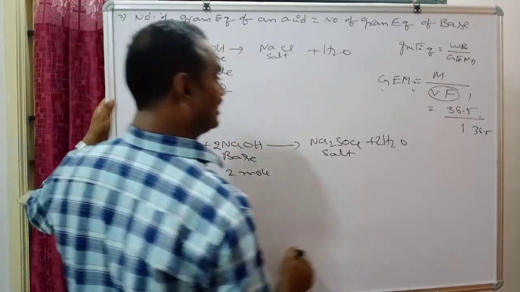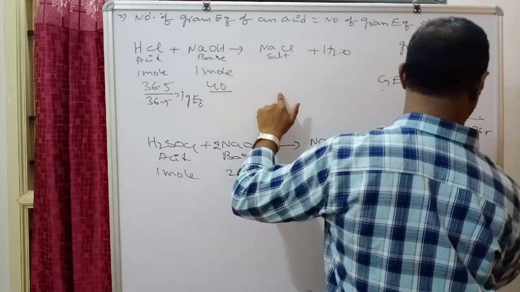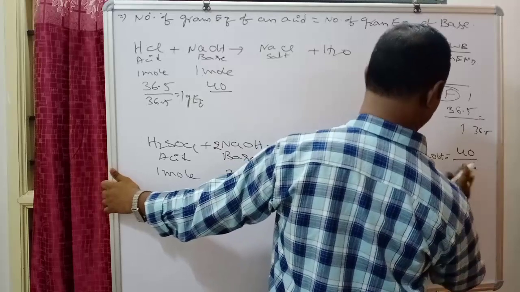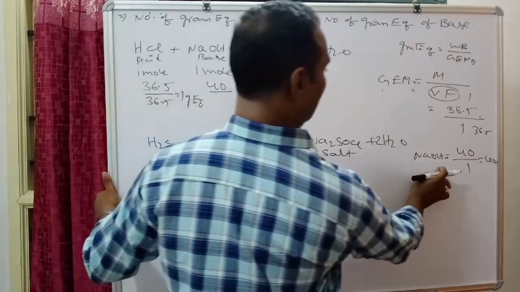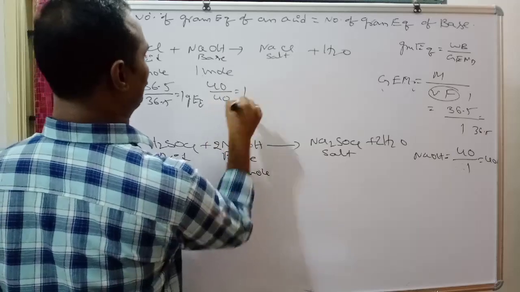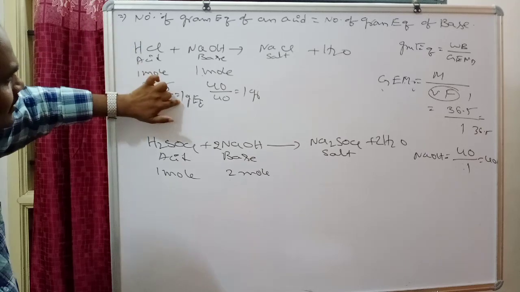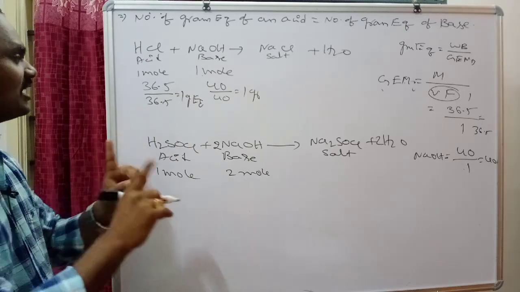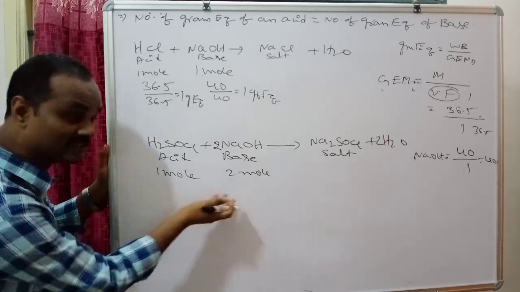Next, the gram equivalent mass of sodium hydroxide. The molar mass of sodium hydroxide is 40, and its equivalent mass is also 40, so the valency factor is also 1. Mass by gram equivalent mass is 40 by 40, which equals 1 gram equivalent. So 1 gram equivalent of acid reacts with 1 gram equivalent of base. So the gram equivalents are equal in this case. Moles are also equal, but we won't consider that, because in the other case moles are not equal.